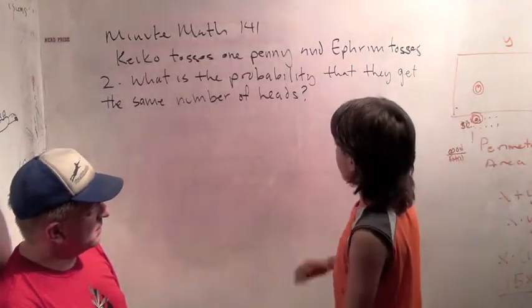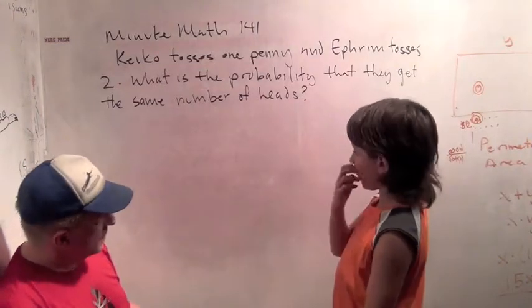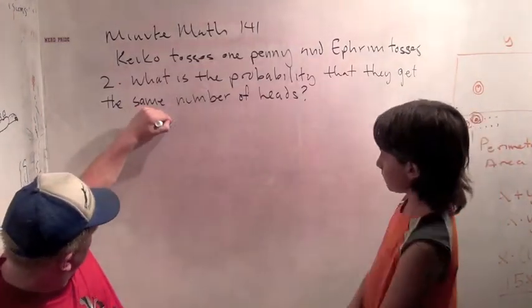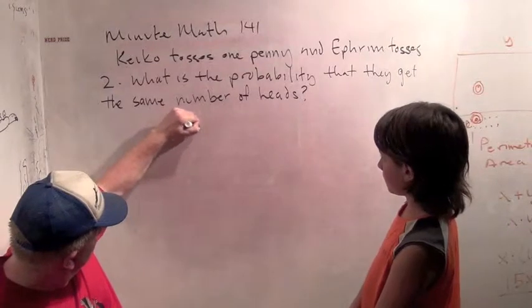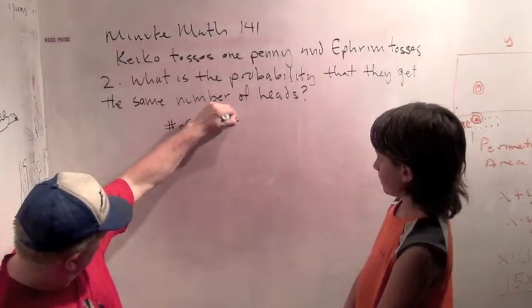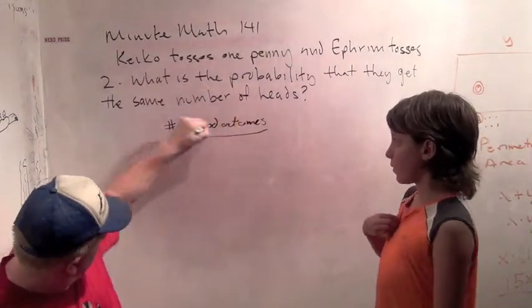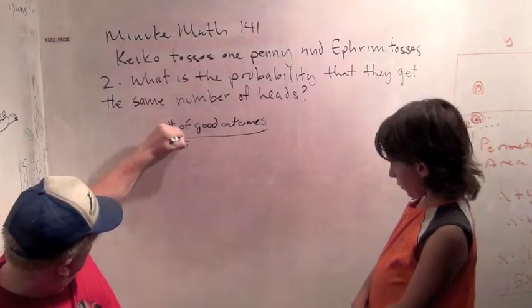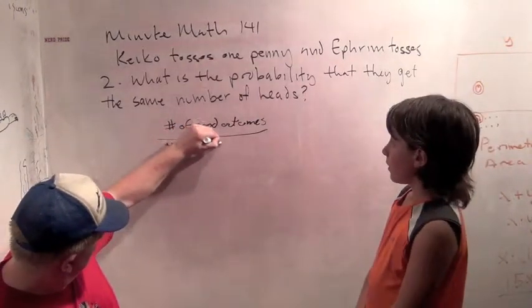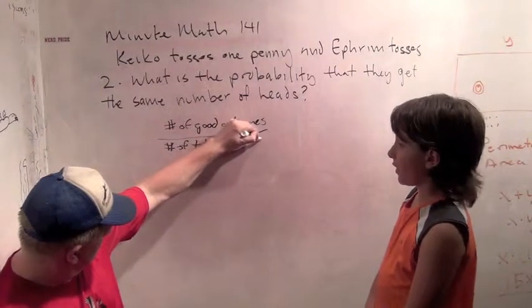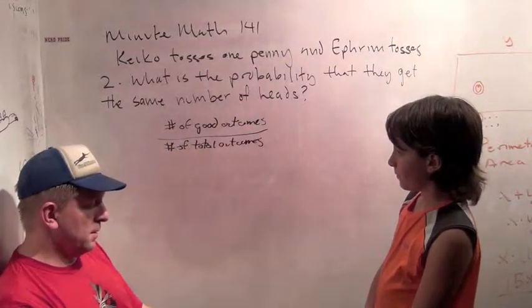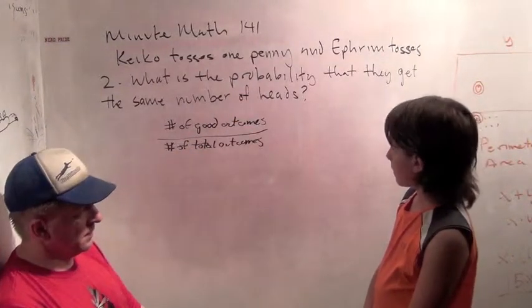Well, probability is the number of good outcomes over the number of total outcomes. Okay, very good. So let's write that. Number of good outcomes over the number of total. Well, we only have one good outcome. What is that good outcome?